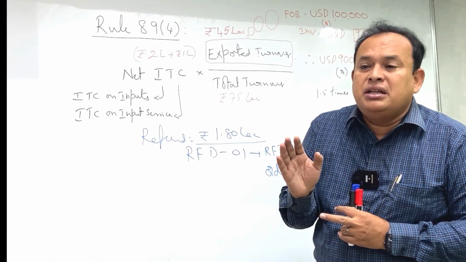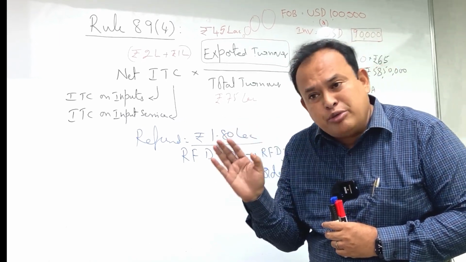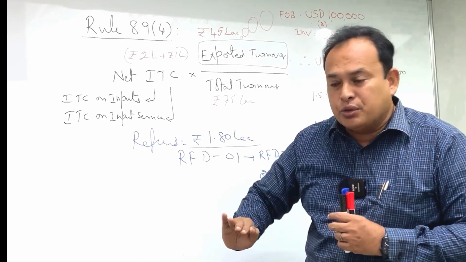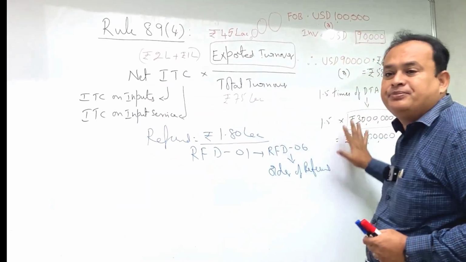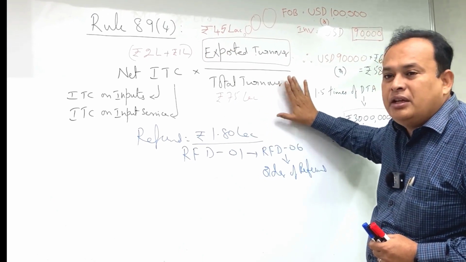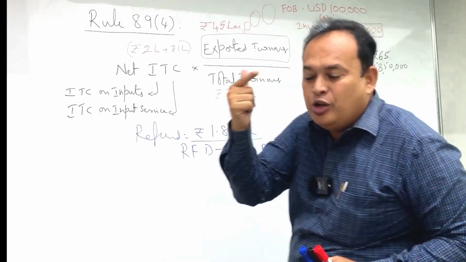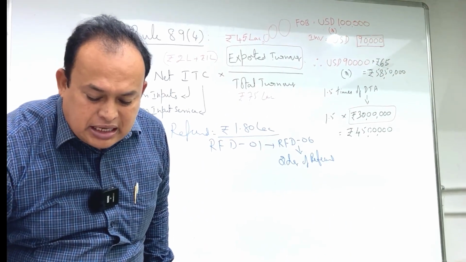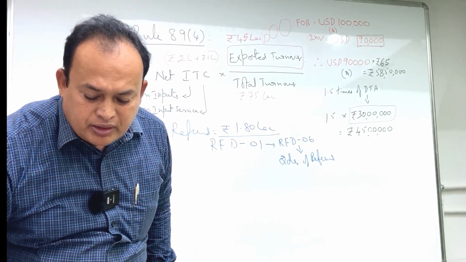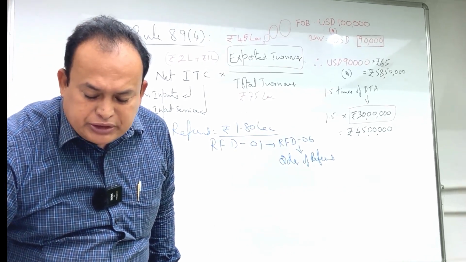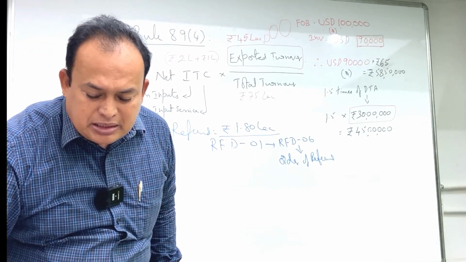Unregistered person claiming refund, I will explain to you by invoking Rule 89, sub-rule 2 in due course. For now, do you understand this procedure? The formula? Yes. If you understand the formula, I will bring the numeric example here, and you will get crystal clear in the given case. Kindly refer to your page number 342.